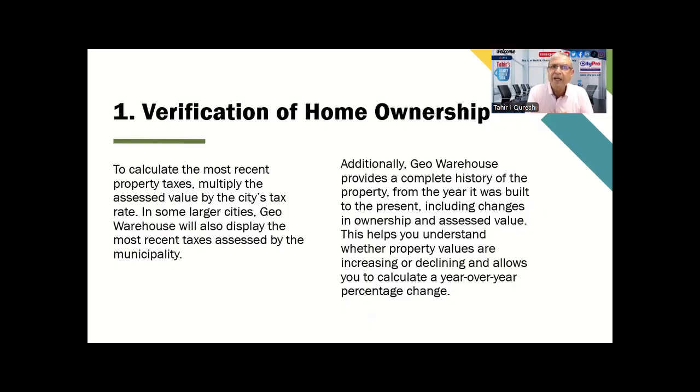This helps you to understand whether property values are increasing or declining and allows you to calculate a year-over-year percentage of change. Sometimes when you are buying a property, you want to know if this particular property has increased in value or declined, so you will look at the trend. When you look at the number of times this property has changed hands, you already know the percentage change each time it was sold. The day it was built, the first owner took it, he sold it, and it has a history. So it gives you a trend. You can calculate that.